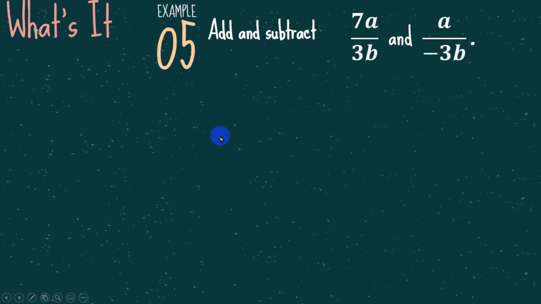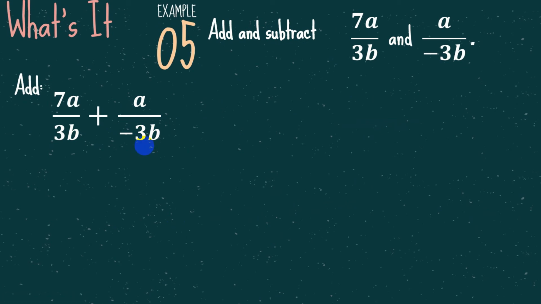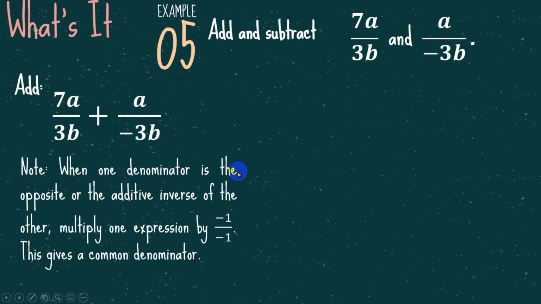Now, for example number 5. Ayan. Ang sabi, i-add daw natin and then i-subtract. So, try muna natin i-add. So, we have 7a over 3b plus a over negative 3b. So, maiisip nyo, ala, hindi naman po pala magkapareho yung ating denominator. Isang positive, isang negative. Paano po namin yan i-add? So, huwag kayong mag-alala. Pag meron tayong ganito, when one denominator is the opposite or additive inverse of the other, multiply one expression by negative 1 over 1. This gives a common denominator. So, mag-multiply lang daw tayo ng negative 1 over 1 sa isa sa mga RAE natin.